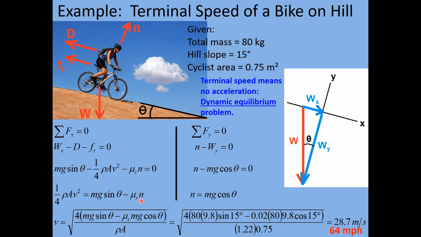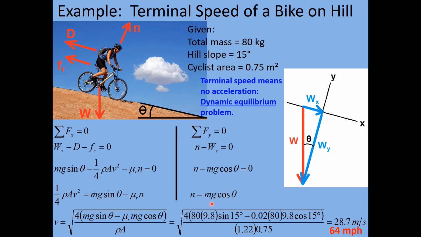Now at this point, I need to figure out what my normal force is. We're not given that, of course, but we can figure it out. The normal force pointing up is along the y-axis. That has to balance the y component of the weight, because the bike is not moving in the y direction. It's only moving in the x direction, which is down the hill. So in the y direction, we have an equilibrium problem where the normal force minus the y component of weight is equal to 0. And the y component of weight is mg cosine theta. So the normal force is just mg cosine theta.